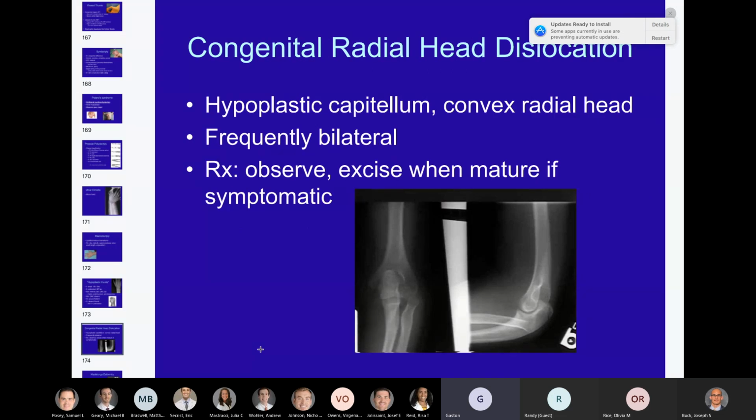Congenital radial head dislocations. What they're going to give you is a kid that comes to the ER because they fell off a swing, and they're going to want you to look at these x-rays and recognize that the radial head is convex rather than the typical concavity, and that the capitellum looks hypoplastic. The answer is going to be simple observation. Do not choose surgery for this.